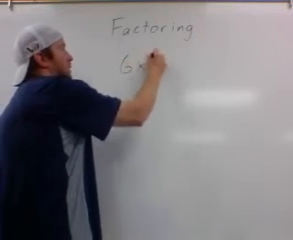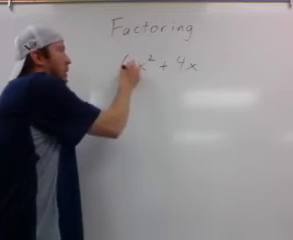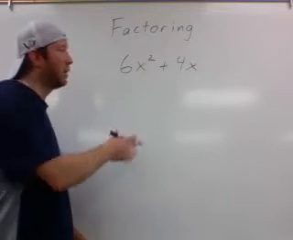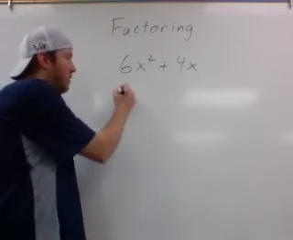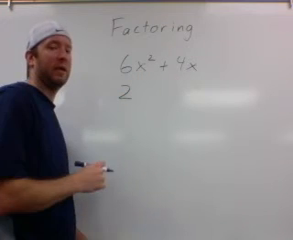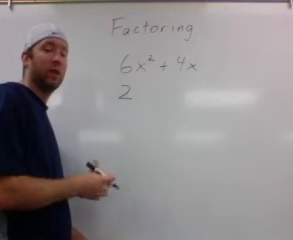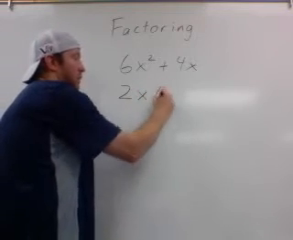Let's factor 6x squared plus 4x. Okay. Again, when I look at 6 and 4, both are divisible by 2, so I can factor out a 2. But also both x squared and x contain 1x. Okay, you can only pull out what they have in common. So I'm going to factor out an x.